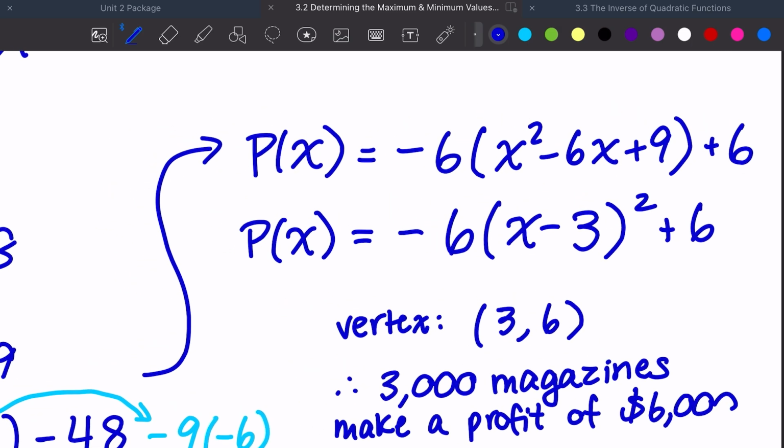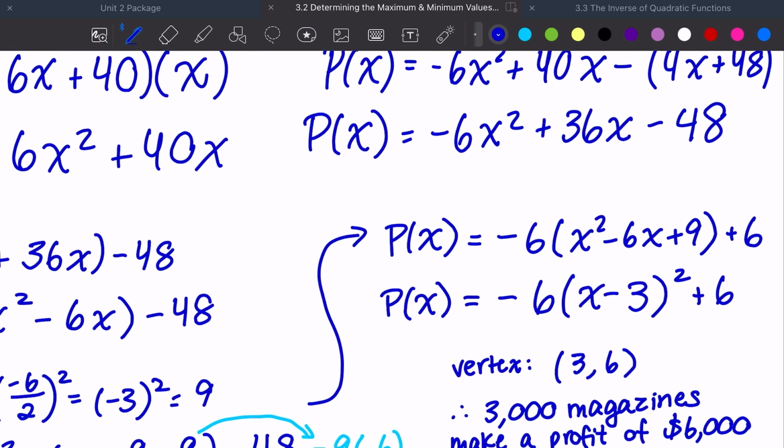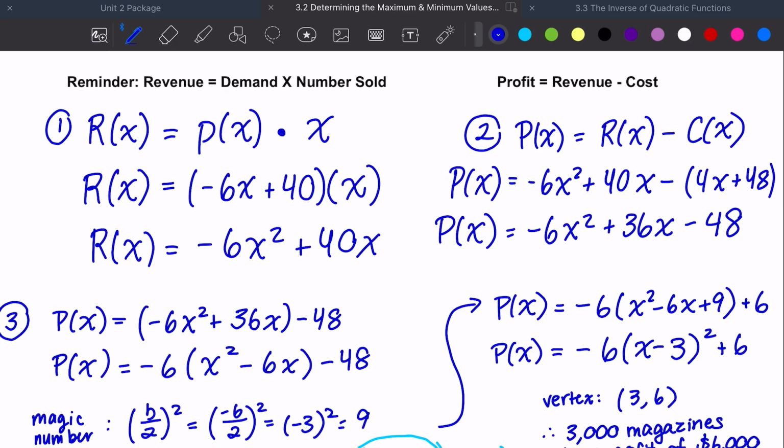It's a bad company. They're selling them for like next to nothing. Maybe it's a startup. I won't judge. But that's it. So that's what your vertex means. So when you go to actually say the answer, make sure it's in the proper units, right? It's not 3 magazines and $6. It's 3,000 magazines and they make $6,000.